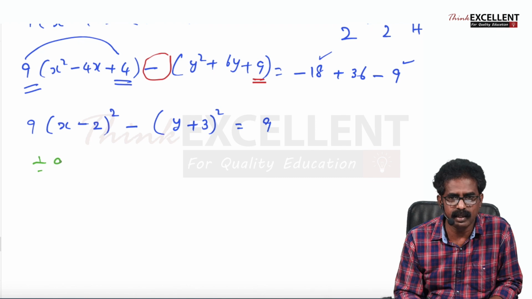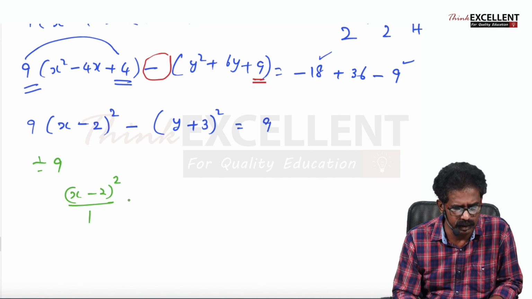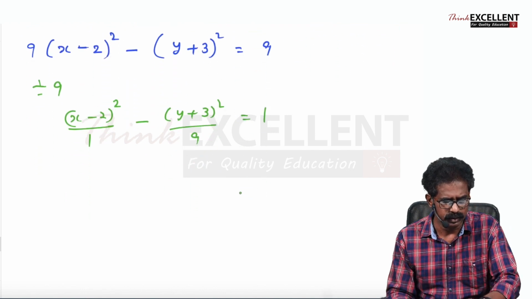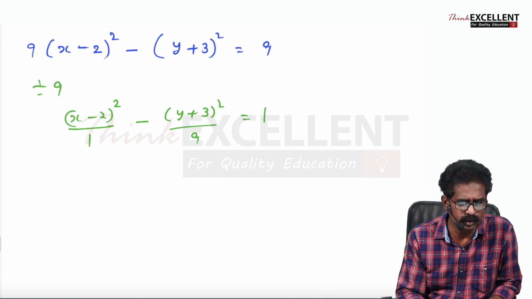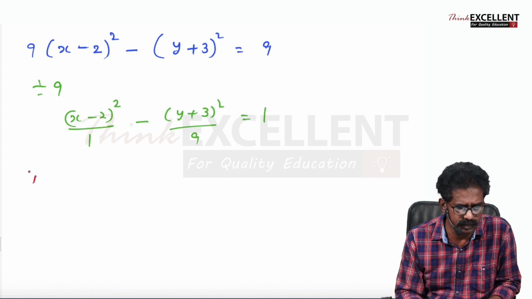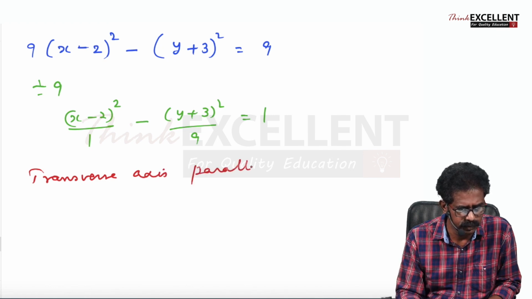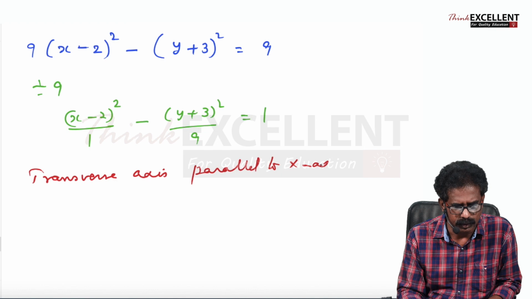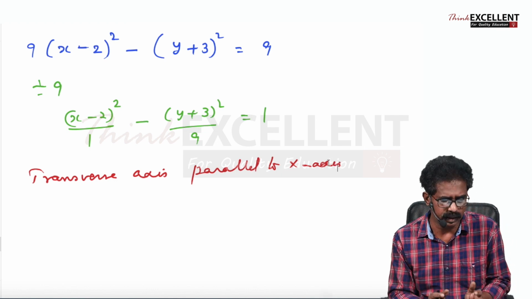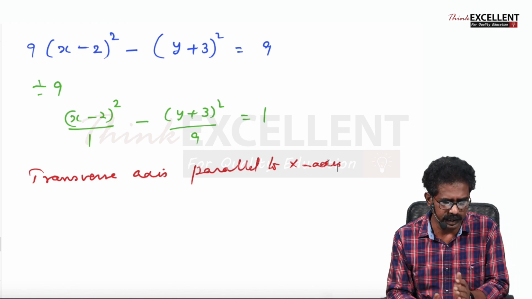So dividing by 9, what do you get? X minus 2 the whole square by 9 gets cancelled, so it is 1, minus y plus 3 the whole square by 9, because nothing gets cancelled there, right? Equal to 1. So starting with x square, you know this is of which type? Transverse axis parallel to x-axis. Don't say along, because here it is not 0, 0. So h, k is there, right?